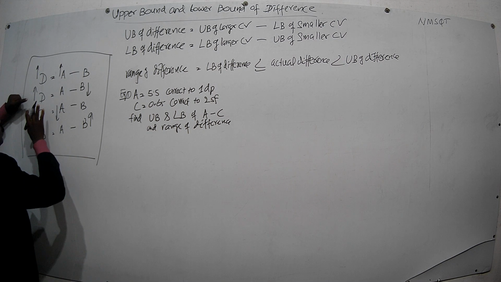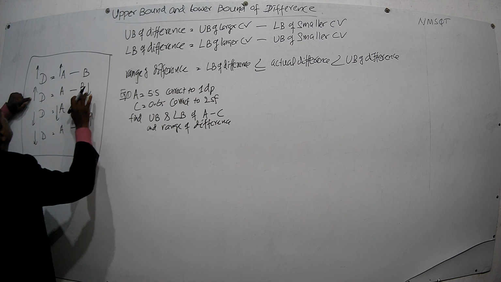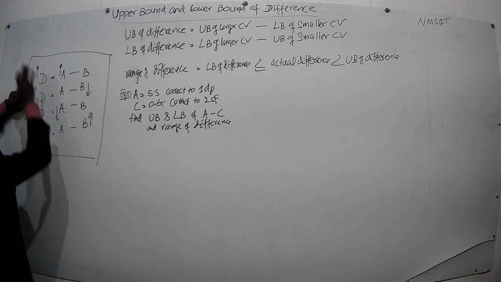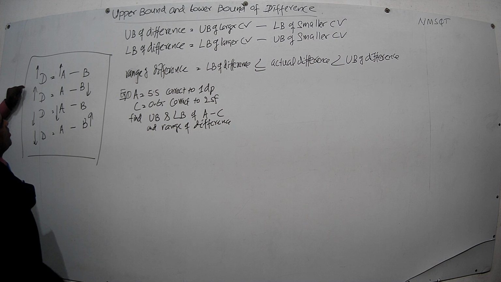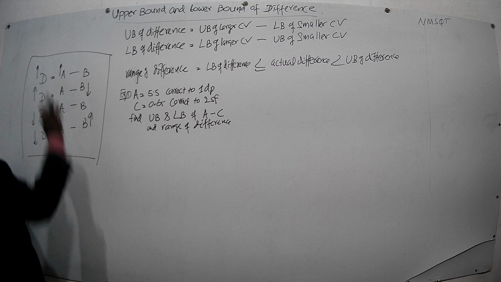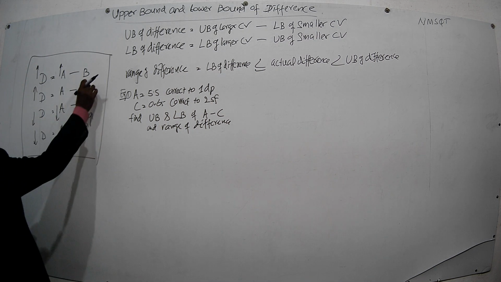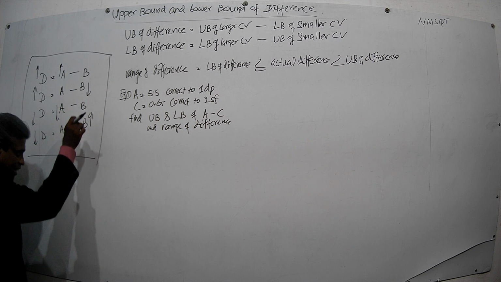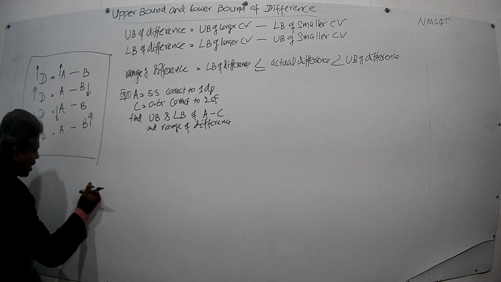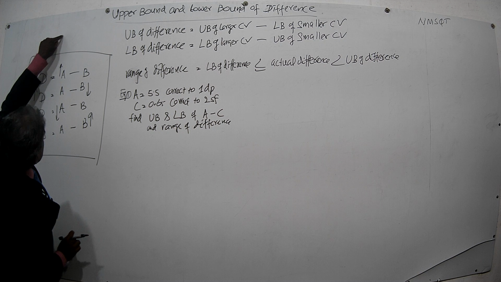Now what happens to difference when B decreases? When B decreases, difference also increases. Therefore there are two ways in which D can get increasing effects. One is when A increases, the other one is when B decreases. So B decreases means lower bound of B, decreasing to the minimum value. Then A increases, and increases to the upper bound, the maximum value.